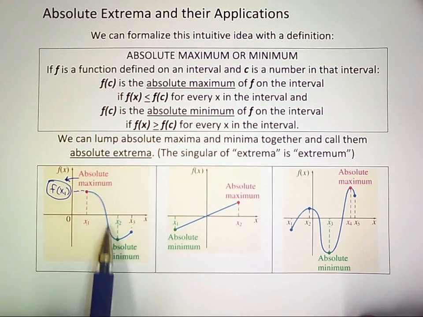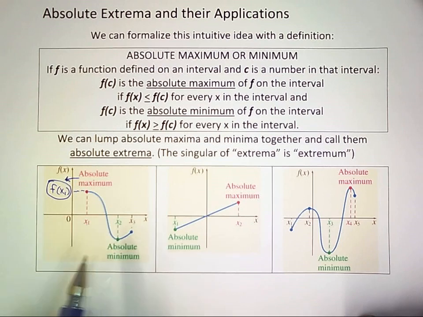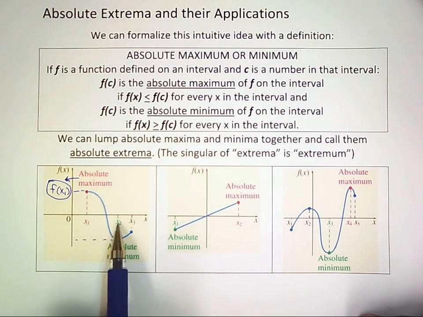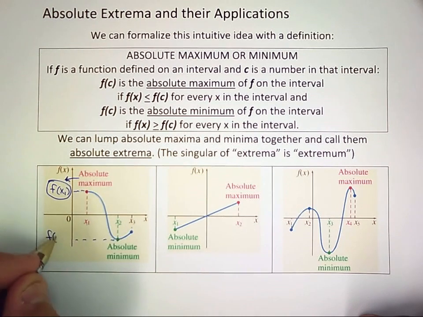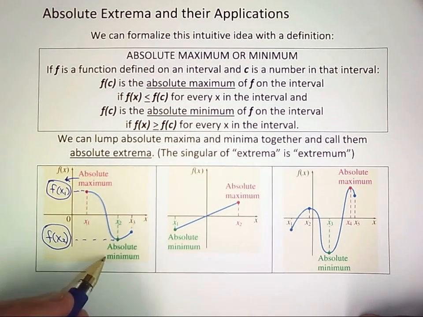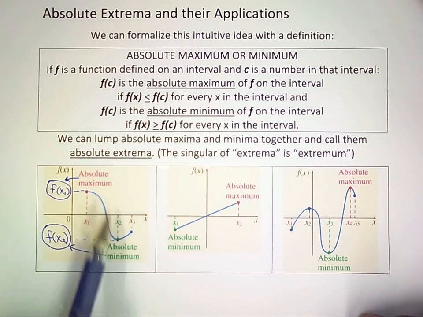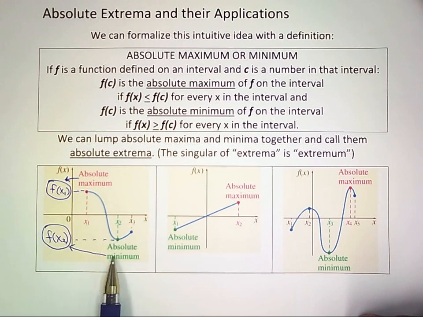By the same token, if you're looking at this curve, there's one point whose y value is less than or equal to any other y value on the curve, and that's here. So there's the absolute minimum, and again, the absolute minimum is the y value itself. So at x sub 2, whatever f of x sub 2 comes out to be, that is the absolute minimum. So the absolute extrema are y values. You don't list the entire point. When they ask for the absolute max or absolute min, you give the y values corresponding to those points.